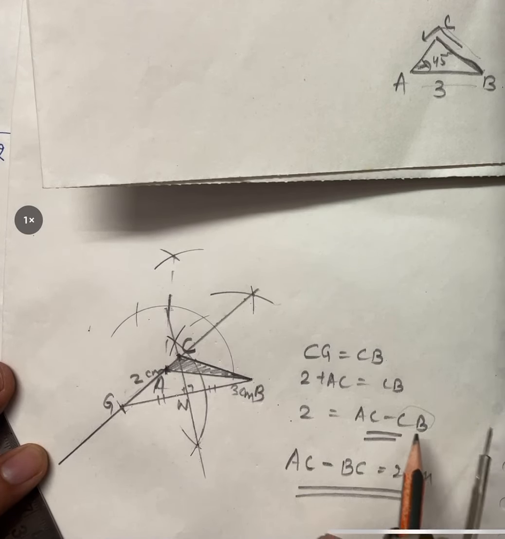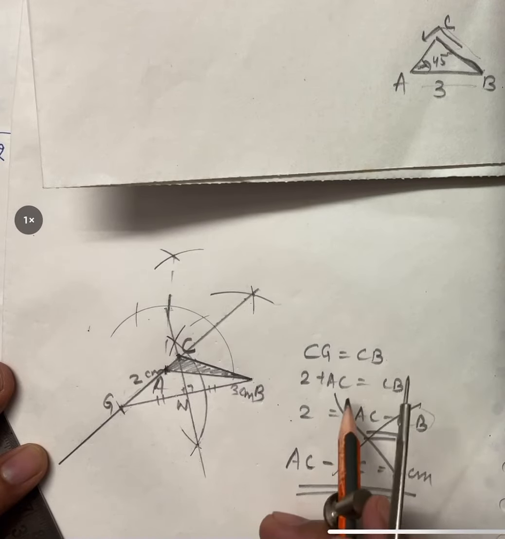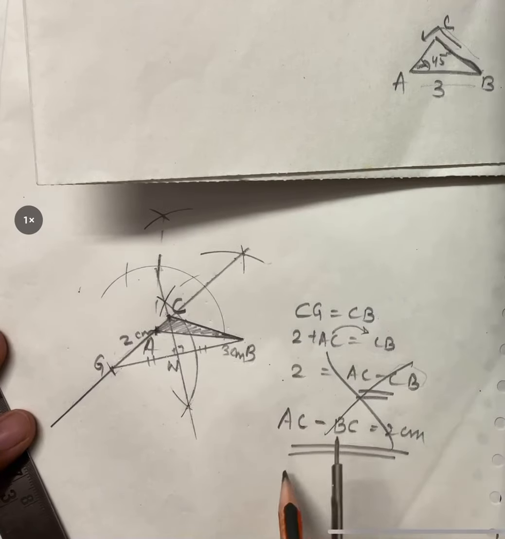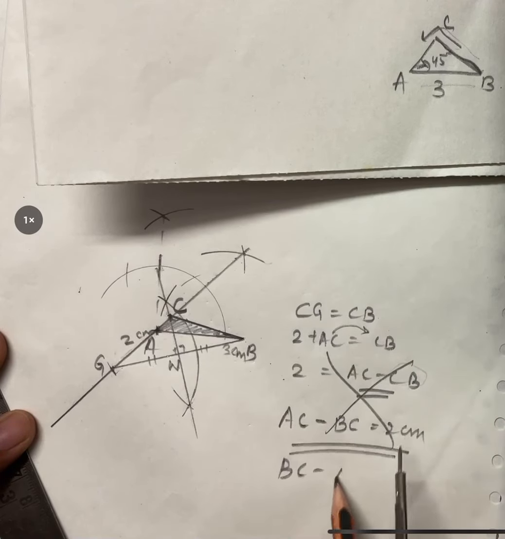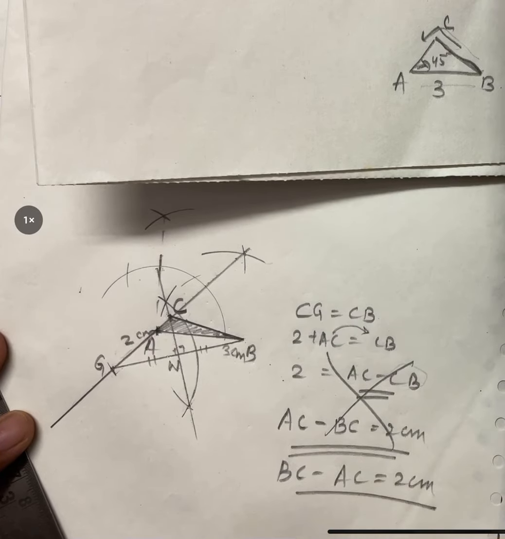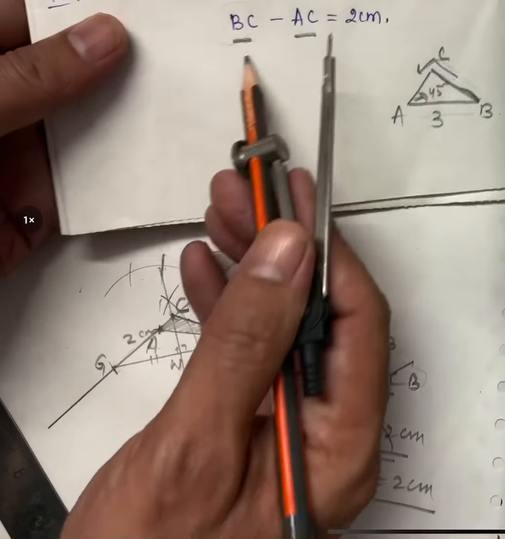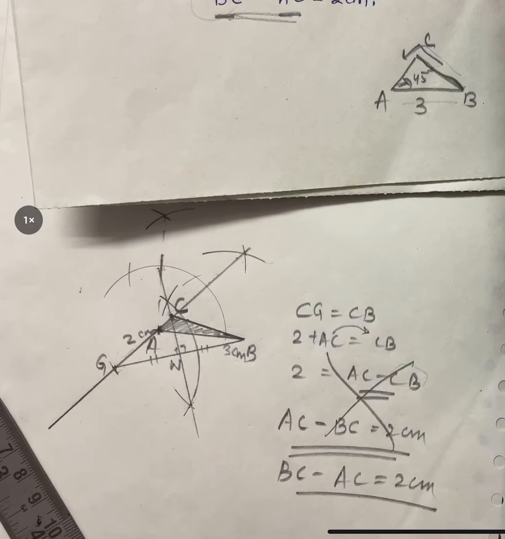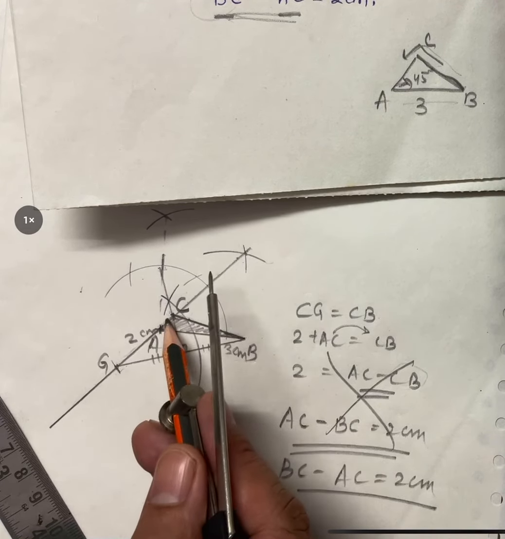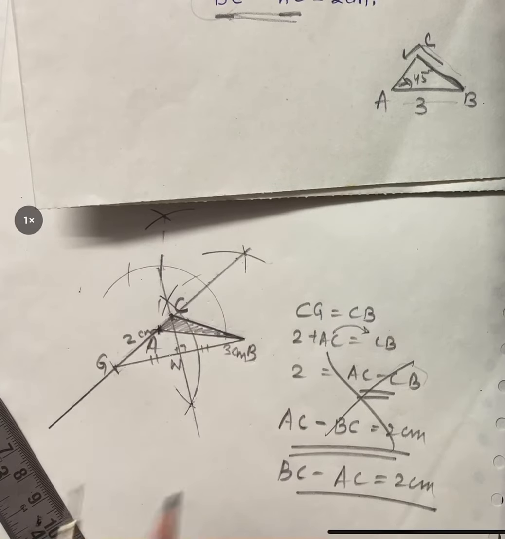Oh, there was a bit of error. It was actually AC is getting subtracted here, so it should be BC minus AC. So BC minus AC is coming out to be 2 centimeters. And this is what was required in the original question. So this time we have ensured that BC is the longer side and AC is the shorter side. And the difference between them is 2 centimeters.